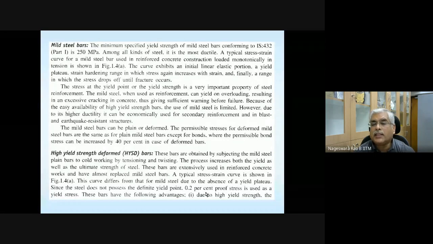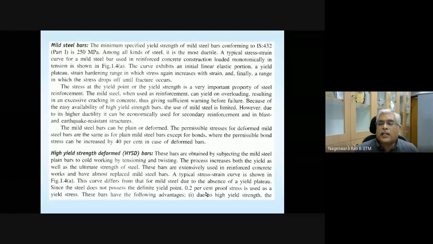Mild steel can yield on overloading, resulting in excessive cracking in concrete, giving sufficient warning before failure. Because of the easy availability of high yield strength bars, use of mild steel is limited. However, due to its higher ductility, it can be used economically for secondary reinforcement. And we'll see what the secondary reinforcement is.